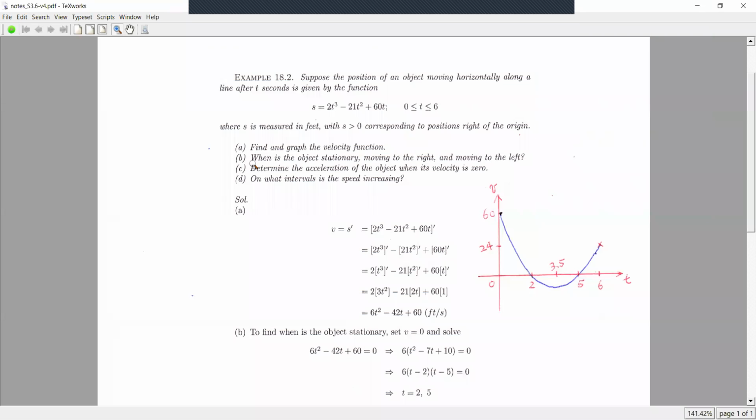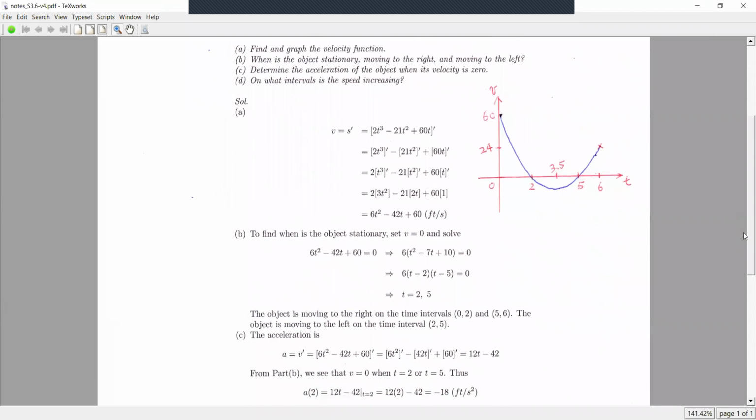Part B. When is the object stationary, moving to the right and moving to the left? To find when the object is stationary, we set the velocity to 0 and solve this equation. Factor this polynomial, then we have this equation. Now, it can be seen that when time is 2 and 5, velocity is 0.